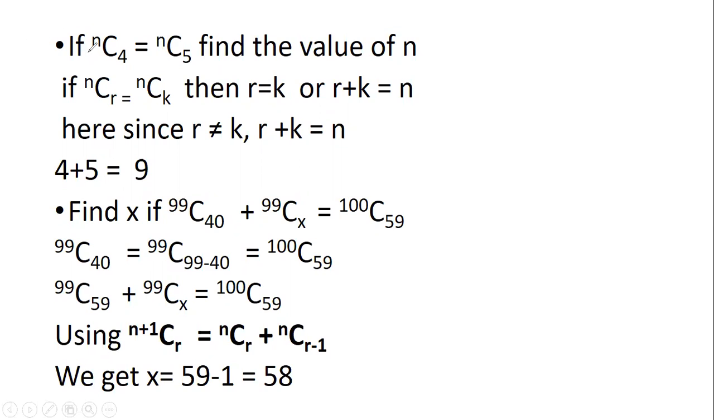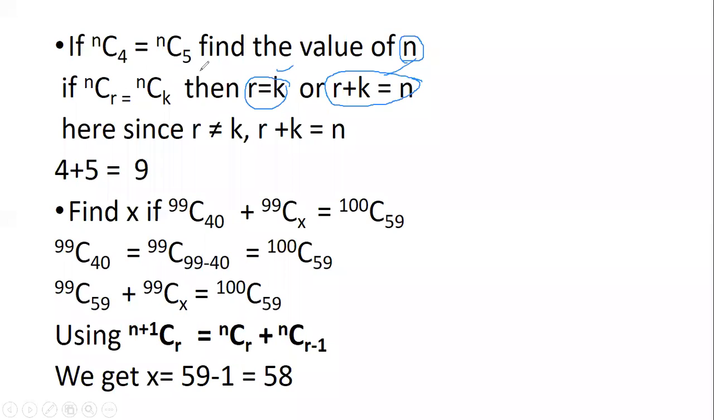The first problem. If nC4 is equal to nC5, find the value of n. We do not know what n is, so they are asking us to find it. From the combination properties, if nCr is equal to nCk, then r is equal to k, or r plus k is equal to n. Either one will be applied.